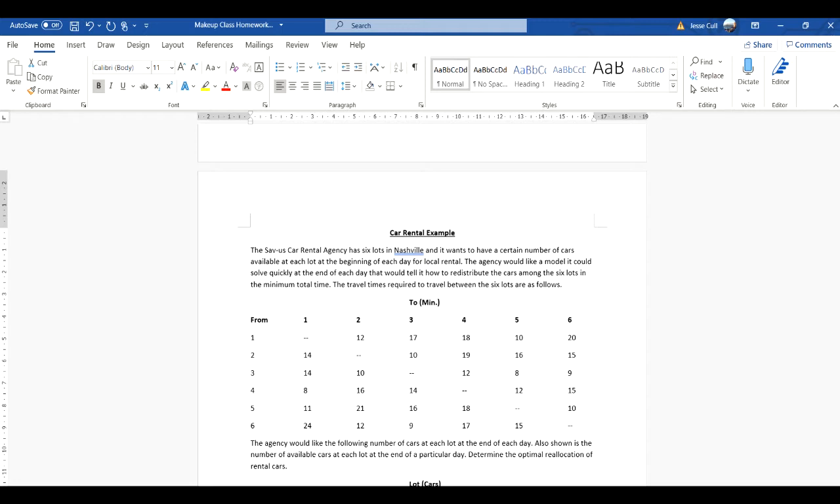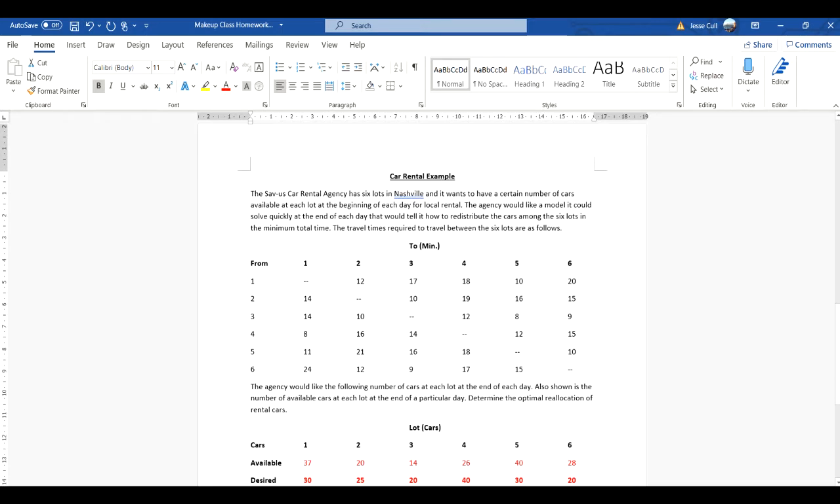The travel times required to travel between the 6 lots are as follows, and it presents that information here to us. Now, one thing that's different in this situation is it hasn't given us all the information in one neat, simple chart. Instead, it gives us available and desired down here. The agency would like the following number of cars at each lot at the end of each day. Also shown is the number of available cars at each lot at the end of a particular day. Determine the total reallocation of rental cars.